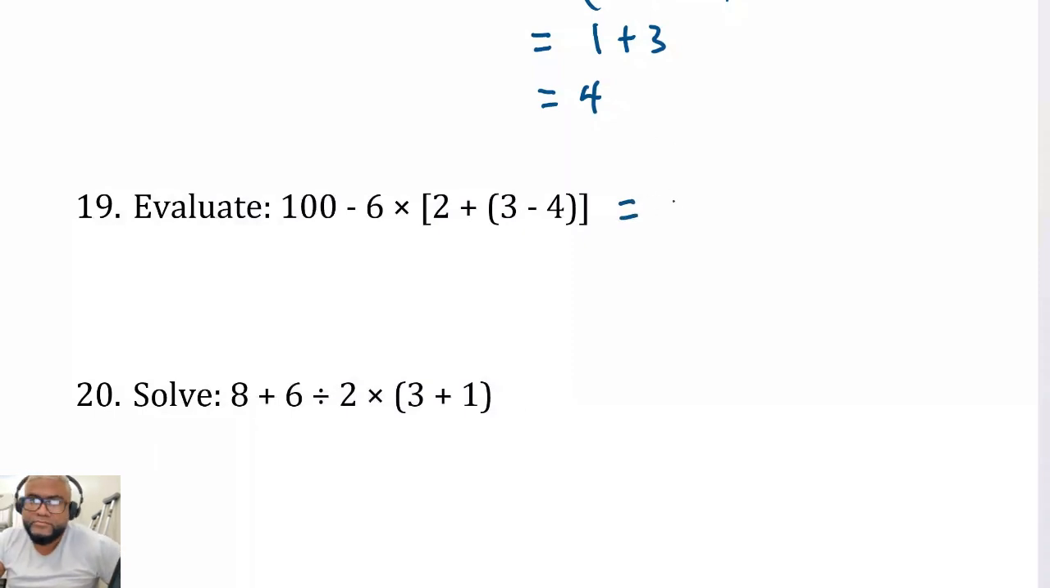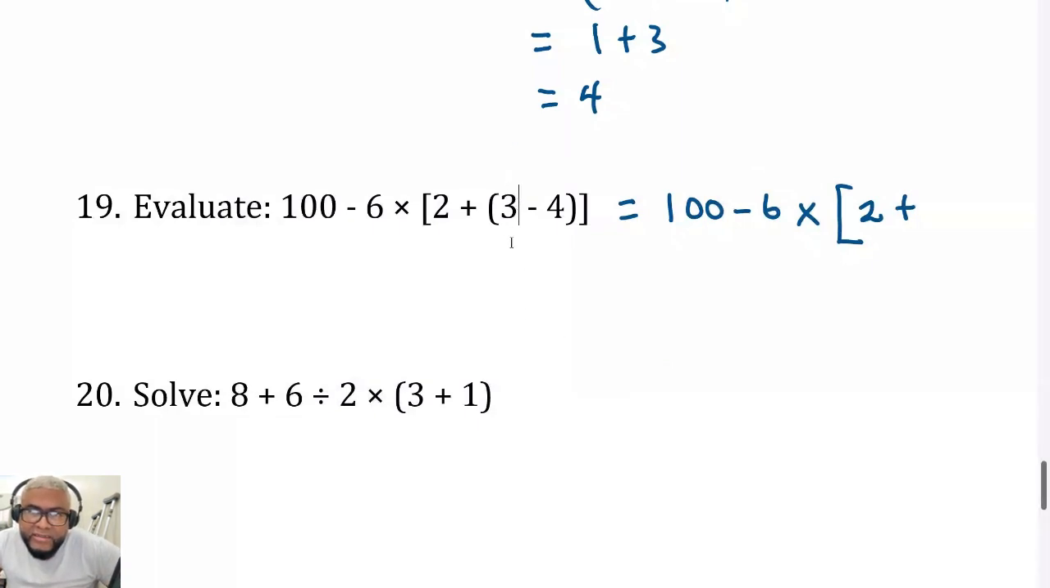100 take away 6, multiplied by the square bracket, right? What are we doing inside that square bracket now? 2 plus 3. We aren't putting that. Wait, that's 3 minus 4 here. That's a mistake. This is supposed to be put as 5. I put it as 5. Right, 5 minus 4 is what? 1. Close the square bracket.